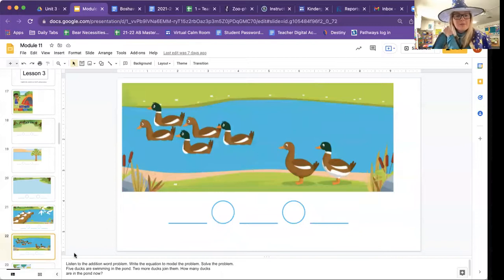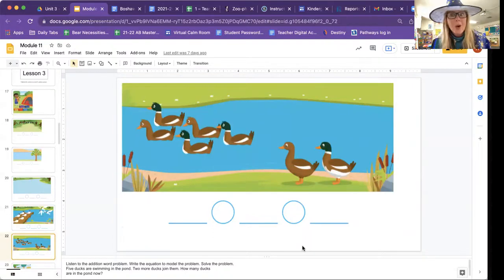Okay, listen to this addition word problem. Write the equation to model it. 5 ducks are swimming in the pond. Ding, ding, ding, ding, ding. How many ducks? 5 ducks are swimming in the pond. 2 more ducks join them. How many ducks are in the pond now?